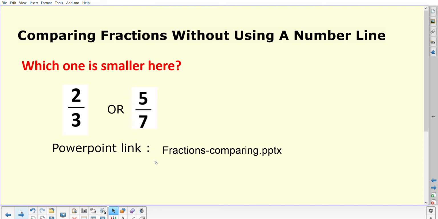So it becomes a bit harder when the bottom numbers are totally different from each other and the top numbers are totally different from each other. So what do we do with ones like this? We're going to run through a little PowerPoint here and take you through some statements with this. If we were saying which one is smaller, would you rather have a half or a third of a cake?